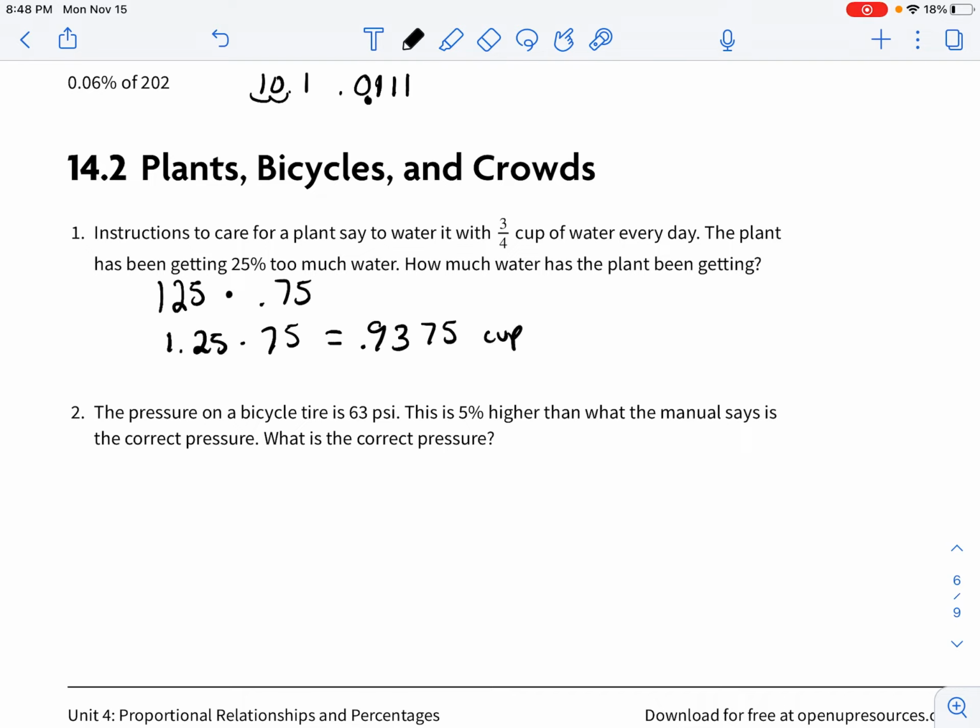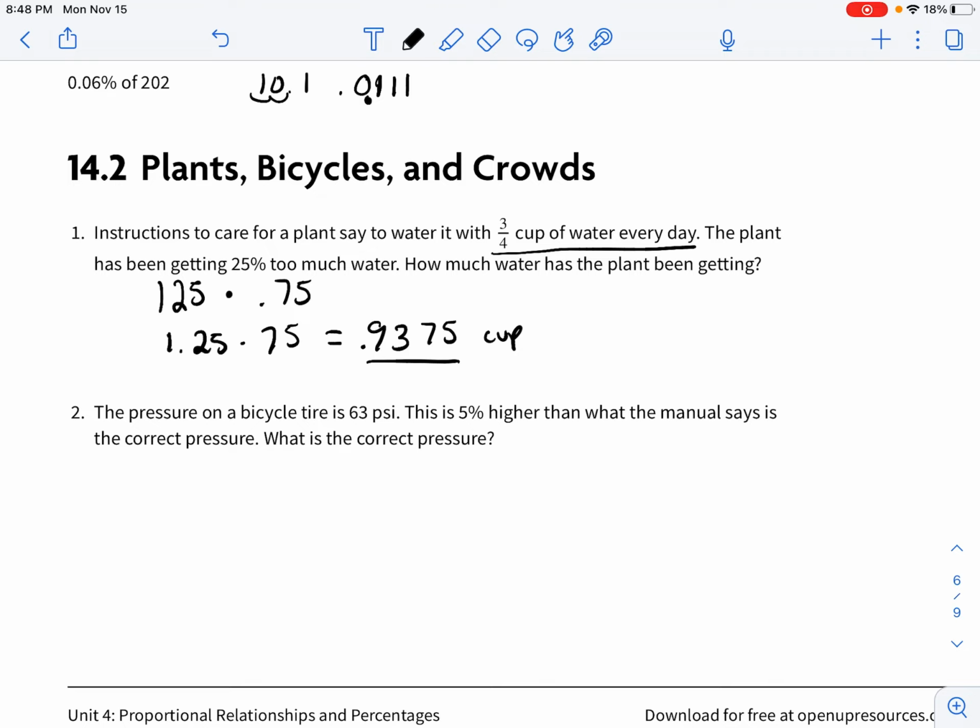So that's what they've been watering it with, because it's asking how much water the plant has been getting. Since this was 3/4 cup every day, I'm just finding how much it's getting each day if it was 25% more, and that would be 0.9375 cups.